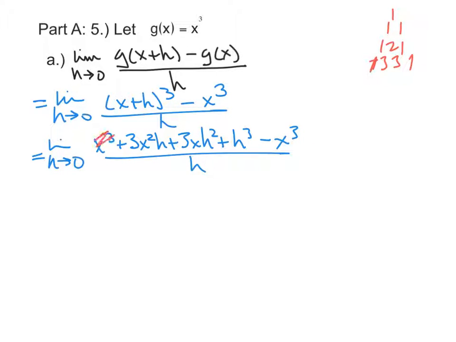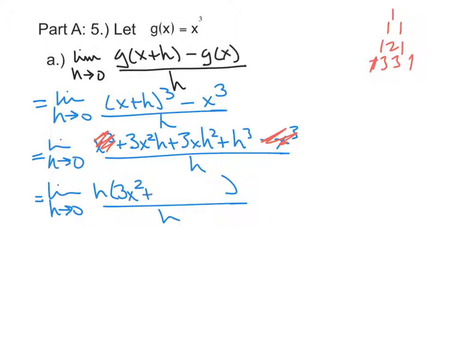Looking for things to cancel, it's only the x cubes that cancel, and every term that's left has an h in it. So I'll factor an h out of the numerator. We'll have 3x squared plus 3xh plus h squared. These two h's are going to cancel, and now we can take the limit and let all the h's turn into 0, which means this term will turn into 0 and this term will turn into 0. The only one that won't will be the 3x squared, and that's our final answer for the limit.